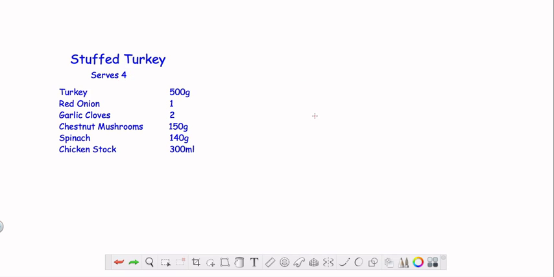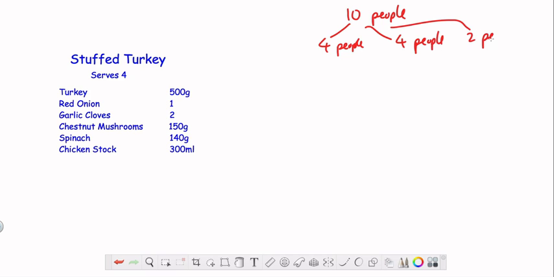Now, what if I wanted to invite 10 people? How much ingredients would I need for that? Well, with the 10, I know I can split that up into 4 people, another 4 people, 4 and 4 makes 8. I'll need another 2 people. 4 add 4 add 2 makes 10 people.